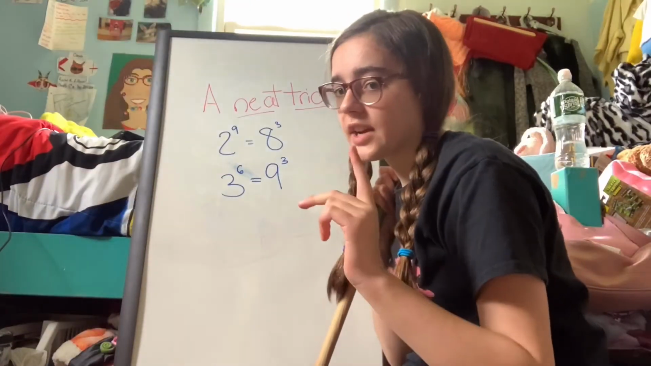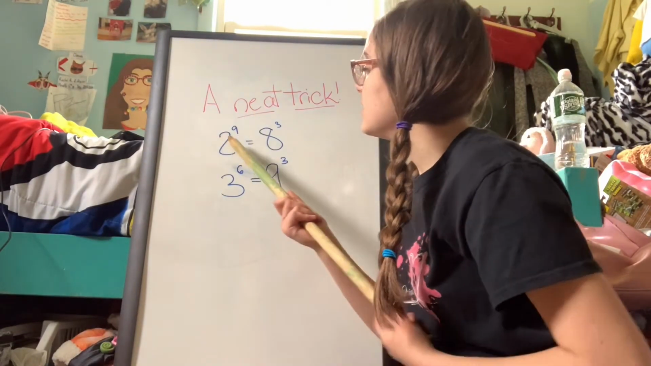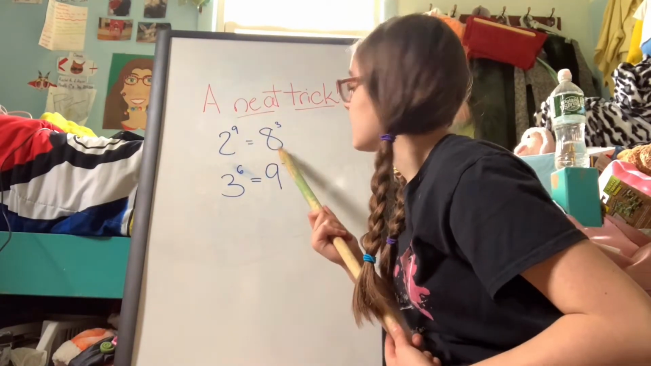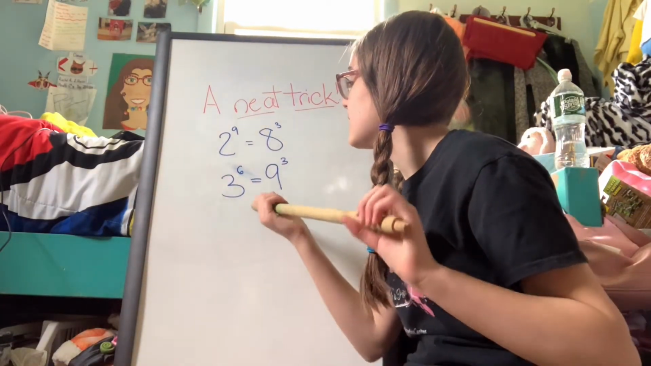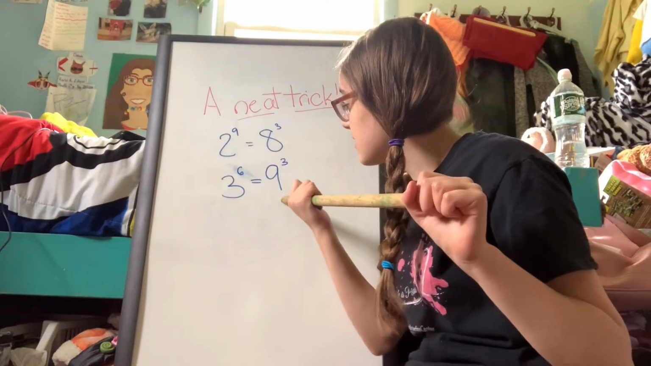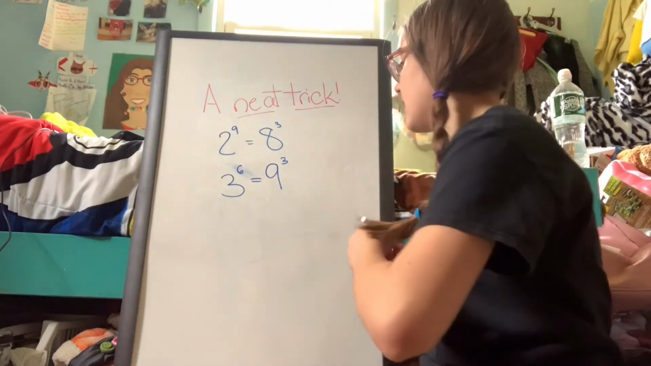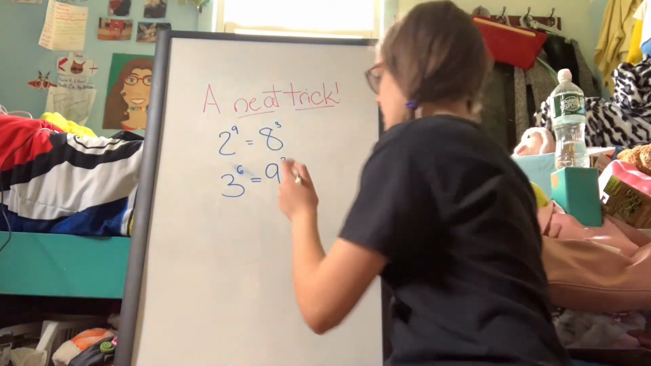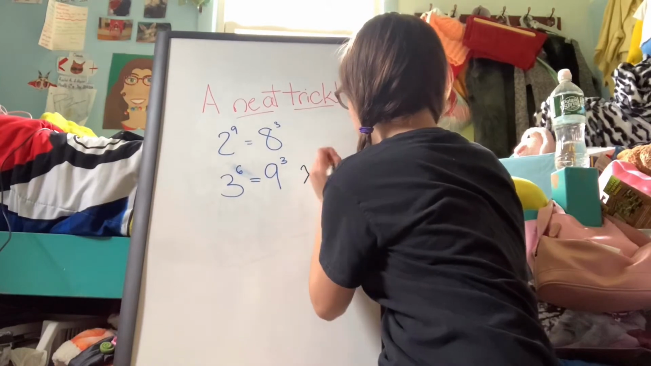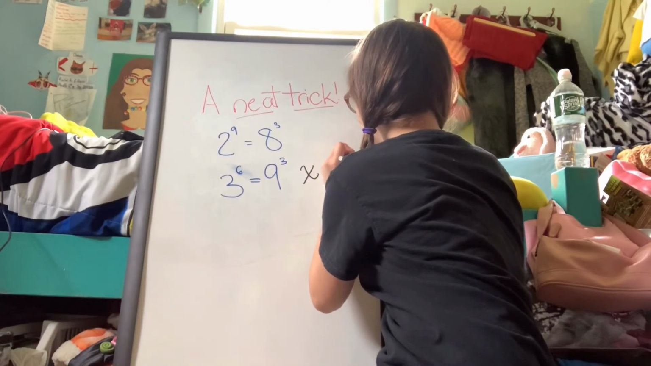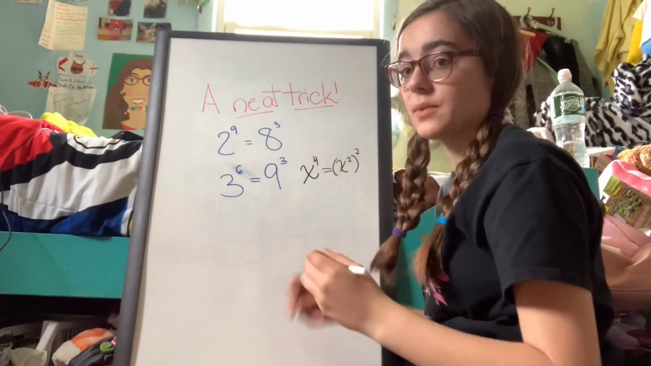Now, a neat trick I found with doing exponents is that 2 to the 9th equals 8 cubed, sorry, and 3 to the 6th equals 9 to the third. So this is saying that x to the 4th equals x squared to the squared.